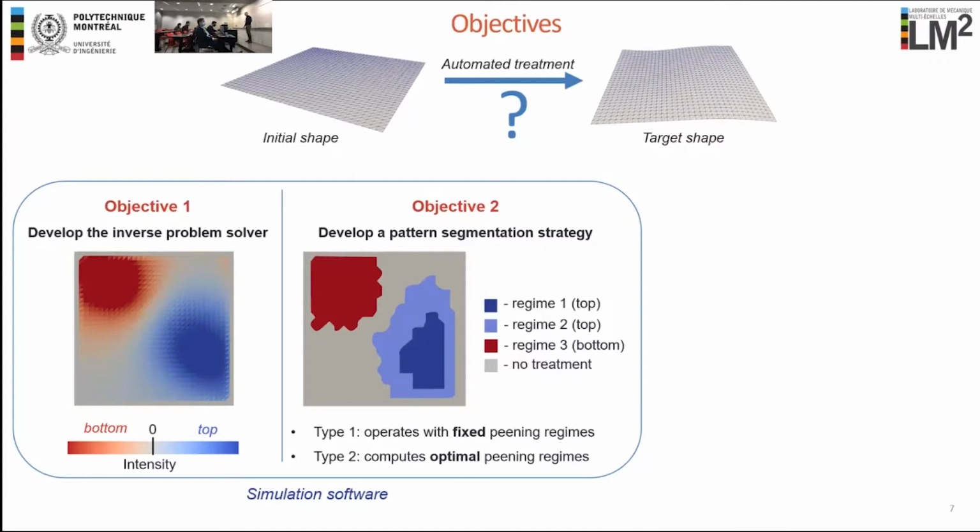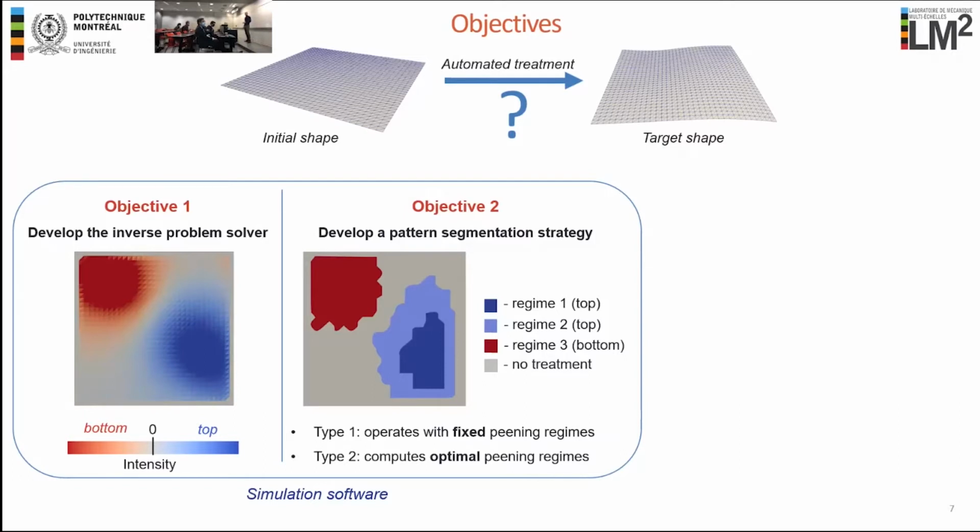And this segmentation strategy is supposed to work either with fixed peening regimes, or it should also propose optimal peening regimes by itself. So when we work with fixed regimes, it means that the segmentation algorithm only computes the segments and assigns a certain peening regime to a segment. And when it is able to vary the peening regime, it means that it also varies the intensity. Well, it freely varies the intensity assigned to each segment.